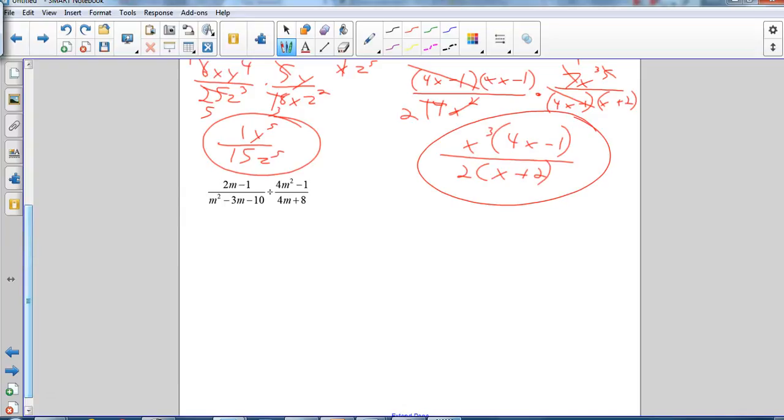Okay, 2m minus 1 is just going to stay. On the bottom, I get m plus 5, m minus 2. Change to multiplication. 4m plus 8 goes on the top. I'm going to factor out a 4 and get m plus 2.